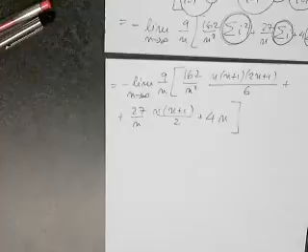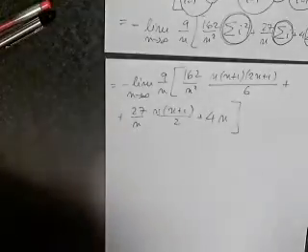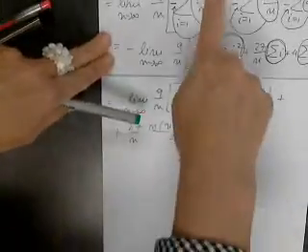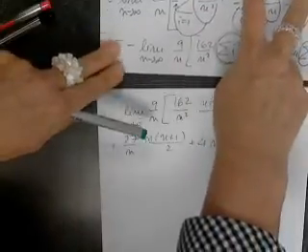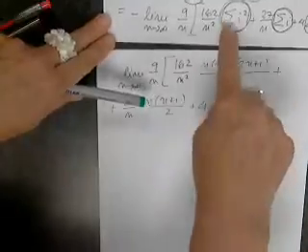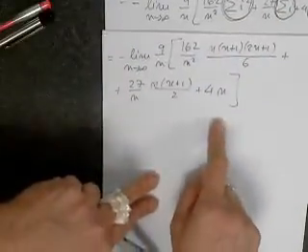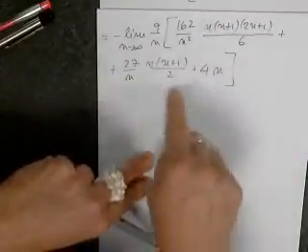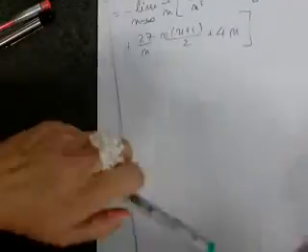So what did I accomplish so far? I'm far from the end, but I accomplished this. First of all, I have base times height. I got rid of the summation notations, and I replaced them with what they equal to. And now I have to do the algebra.